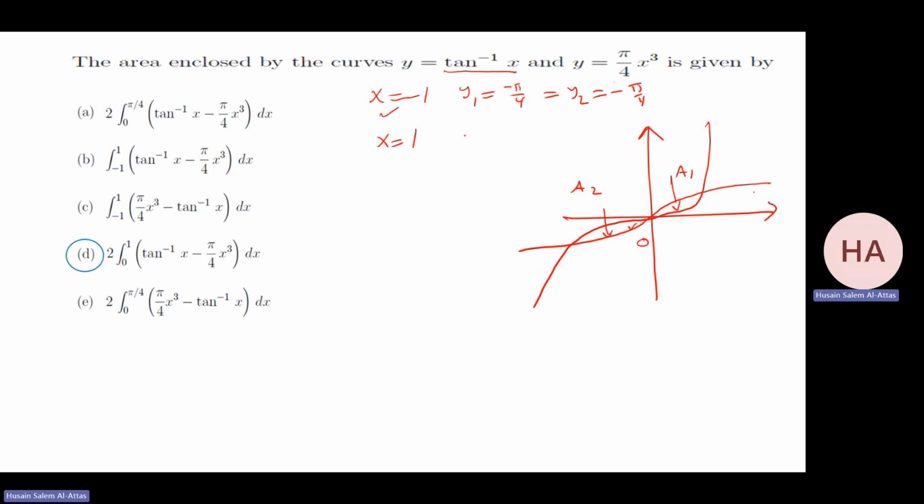The other answer is x equal 1. Not easy, but just by inspection, you can get it. I don't think you can solve the two equations to find the point of intersection. So y1 will be pi over 4, which is equal to y2, which is pi over 4. So this point is (1, pi over 4).